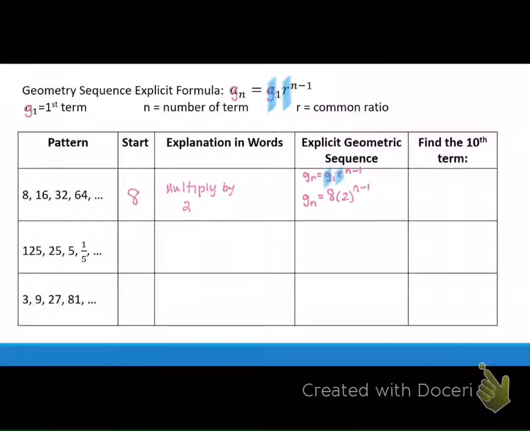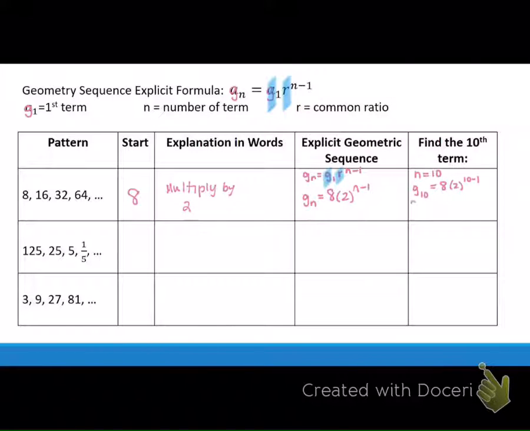So the only pieces you replace are those two, the first term and the common ratio. So in recursive, to find the 10th term, we had to work through every single one of the previous terms to get there, correct? But with explicit, it's so much easier. If you're finding the 10th term, you're saying n equals 10. So all you have to do to find the 10th term is replace n with 10. What's 10 minus 1? 9. Okay, substitute that into your calculator. Do 8 times 2 to the 9th power.